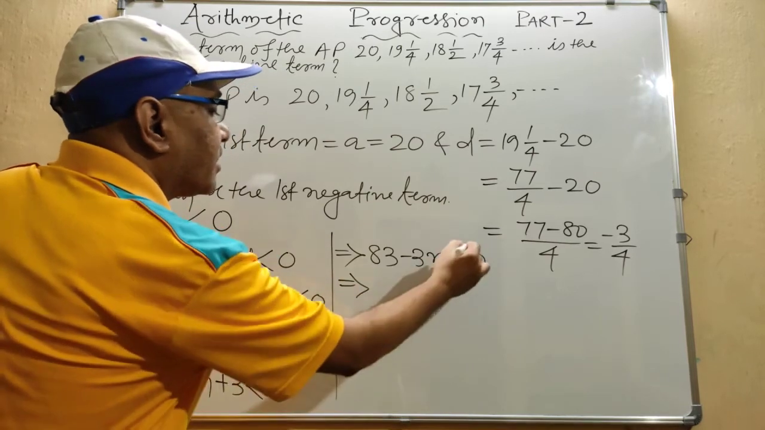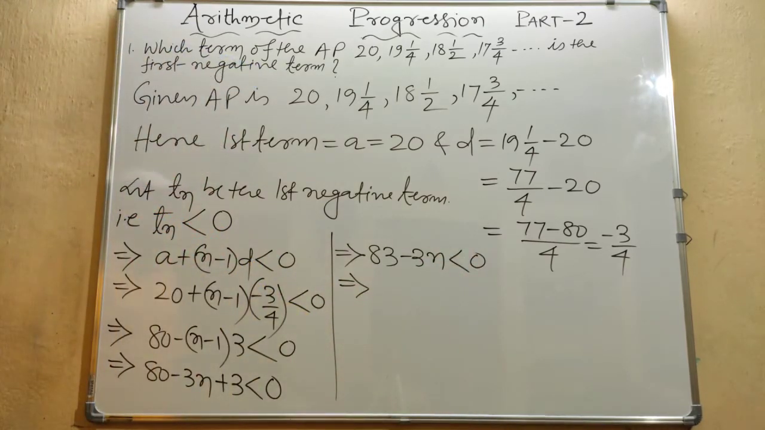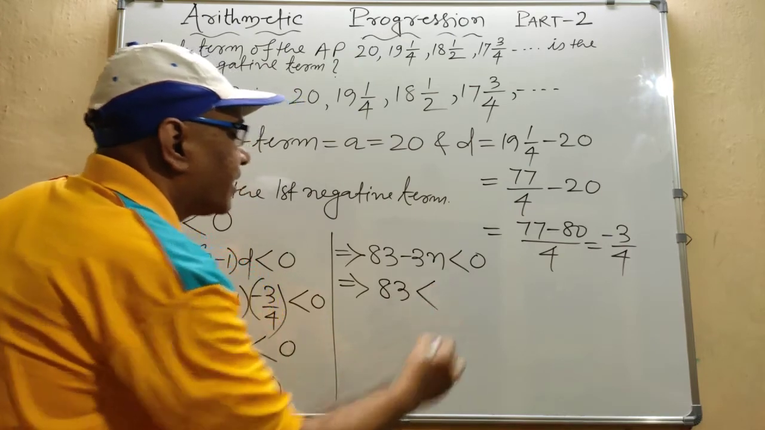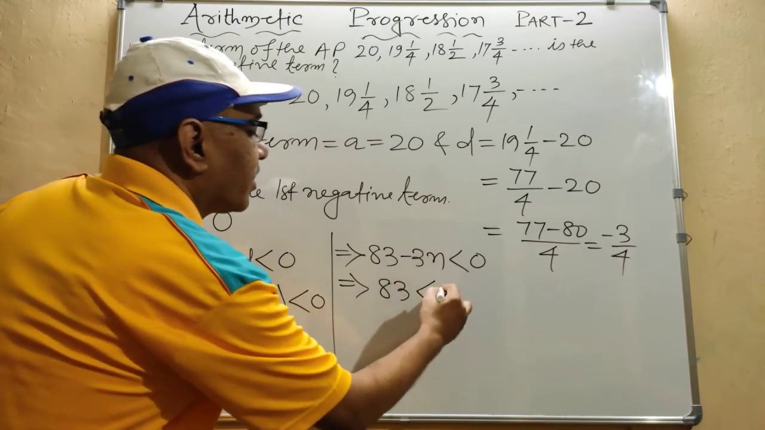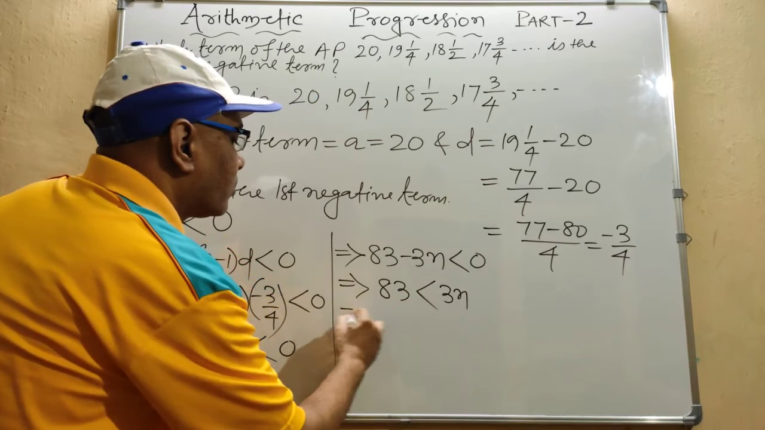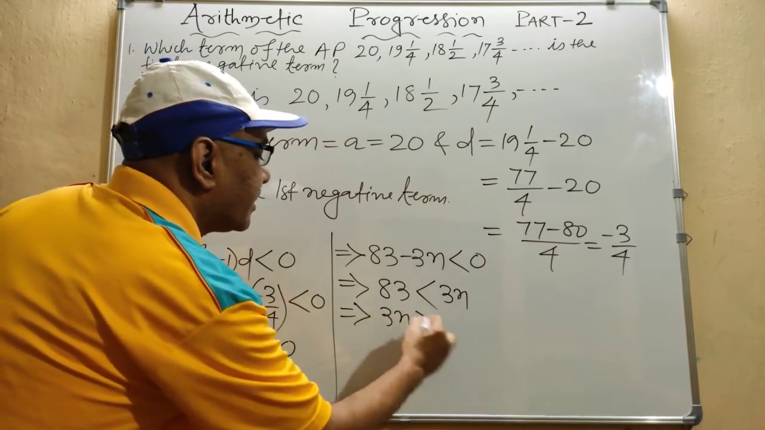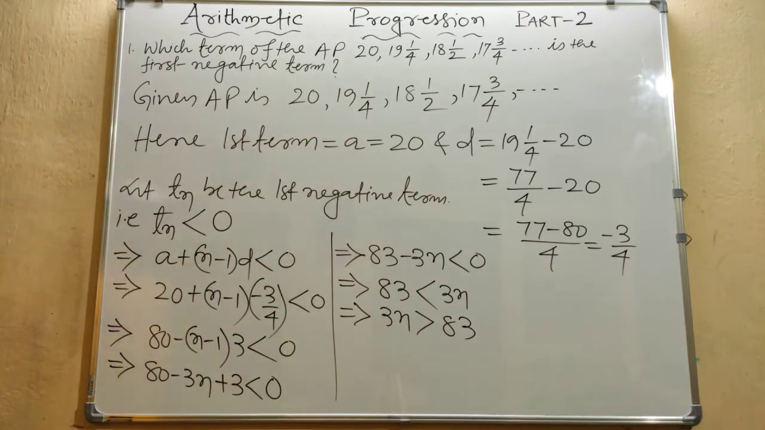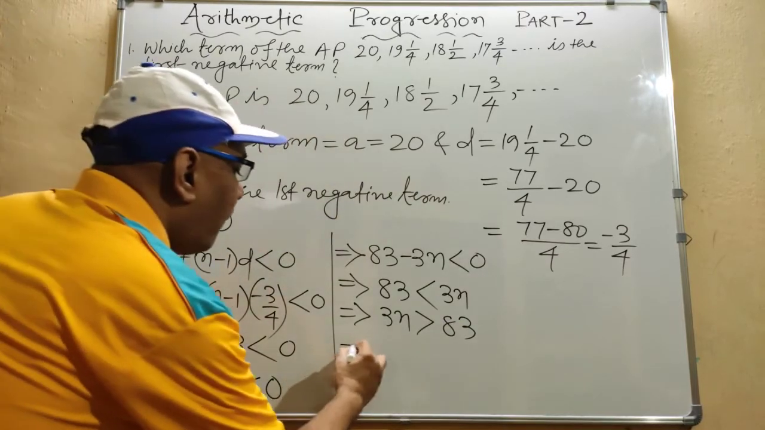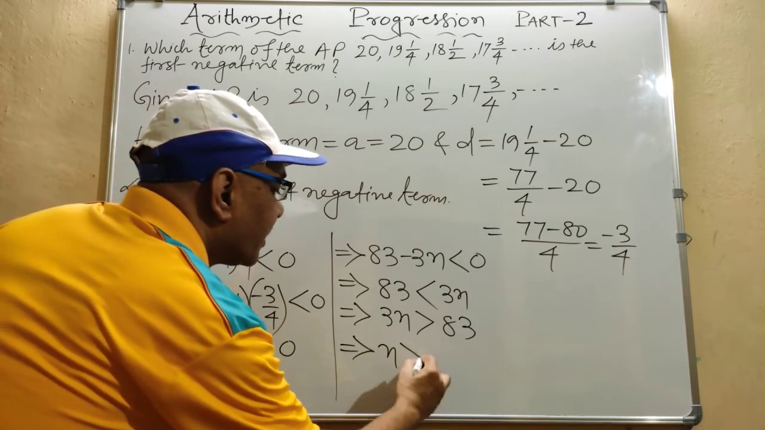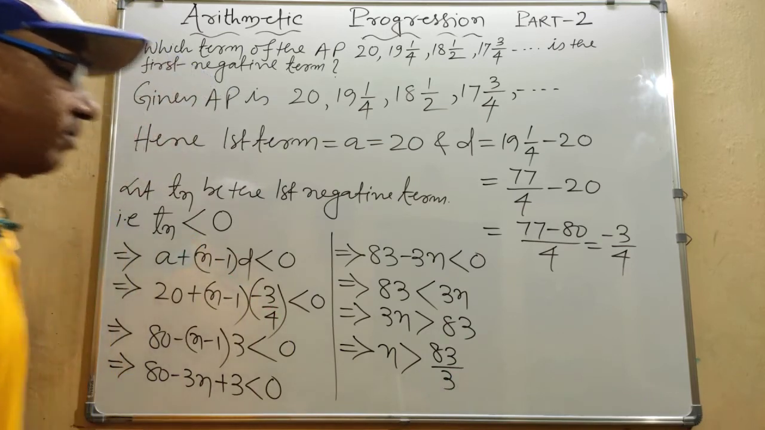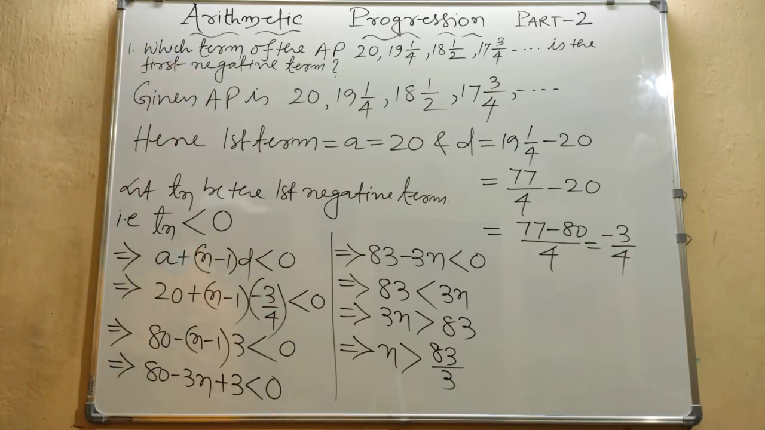Now this is called less than sign. This less than sign generally acts as an equal sign. You can keep 83, the sign will remain as it is, this minus 3n will go to that side and become plus. So you can write 3n is greater than 83. From reverse order you can write, n should be greater than 83 by 3.